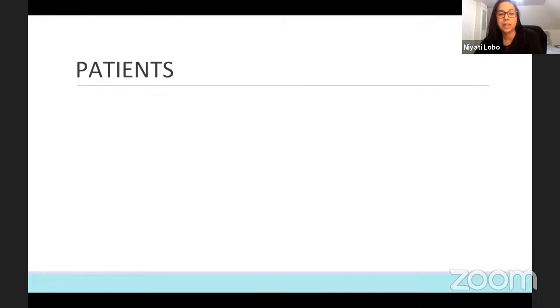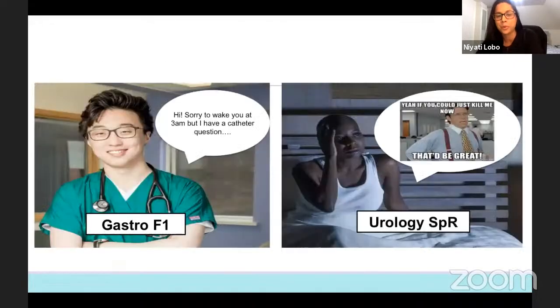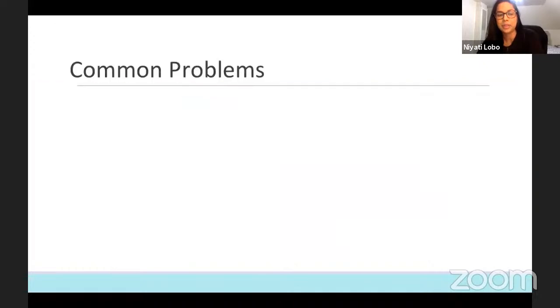But it's not just about patients. Spare a thought for your friendly urology registrar who gets a call at 3 o'clock in the morning about catheters. So hopefully if you feel able to insert catheters and know all the troubleshooting, you will feel able to do this yourself and won't be waking up grumpy registrars at 3 o'clock in the morning. So these are some of the common problems that we get calls about.